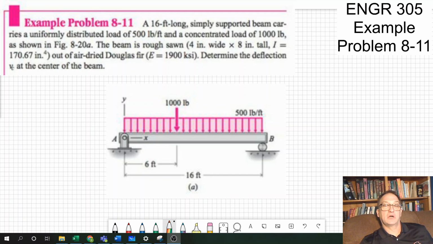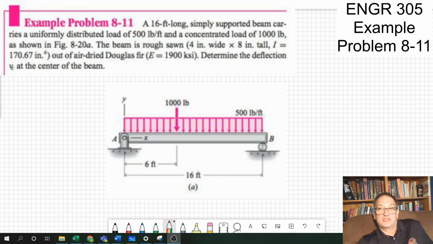The beam is rough sawn, which means it's a nominal 4-inch by 8-inch, or it's 4 inches by 8 inches, as opposed to a normal 4 by 8 would be 3.5 by 7. Don't worry about that. 4 by 8-inch wood beam made out of air-dried Douglas fir. They give us the Young's modulus for that. That's also in the front cover of the book, and it's not a bad value to use for the cantilever beam lab. Determine the deflection at the center of the beam. There's our problem. Determine the deflection at the center of the beam.